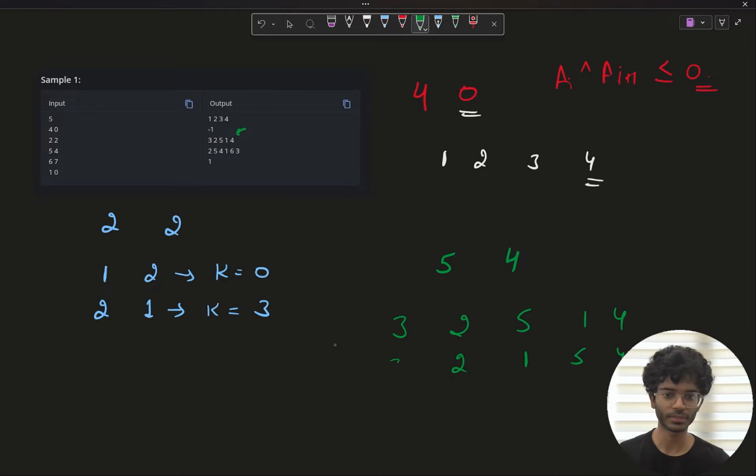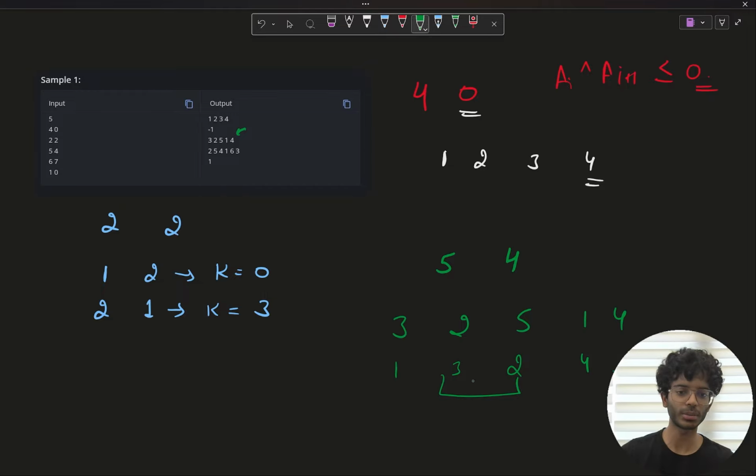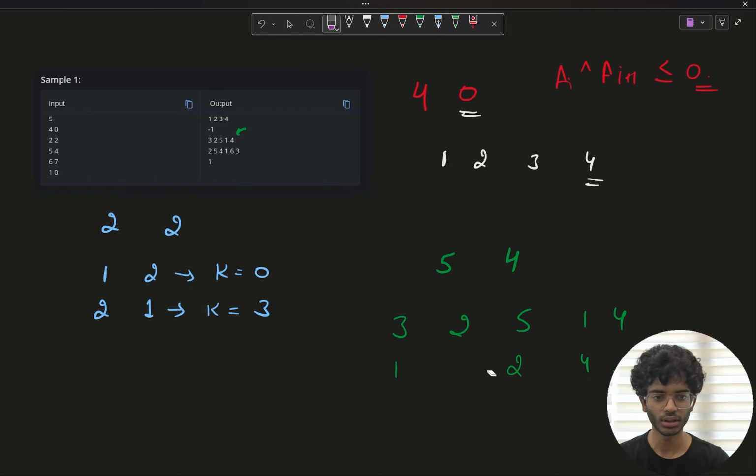Now we can swap these two elements as well. So 5 XOR 4 is 1, so this can be swapped. Now we can swap these two elements because 1 XOR 2 is 3. So we'll have 1, 2. We can also swap these two elements because 1 XOR 3 is 2. So we'll have 1, 3. And we can also swap these two elements because 3 XOR 2 is 1.